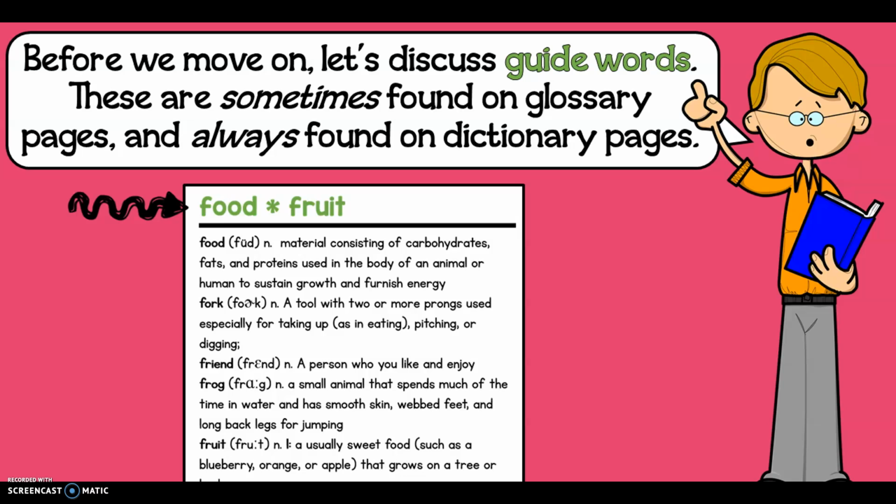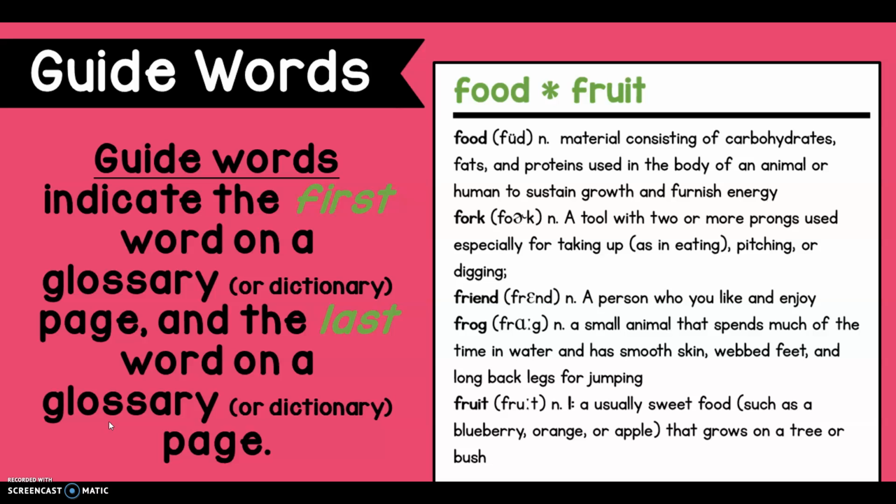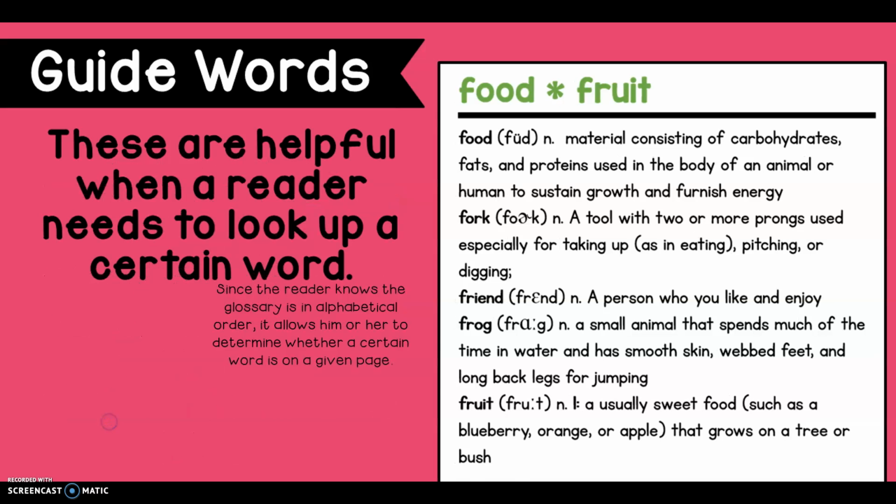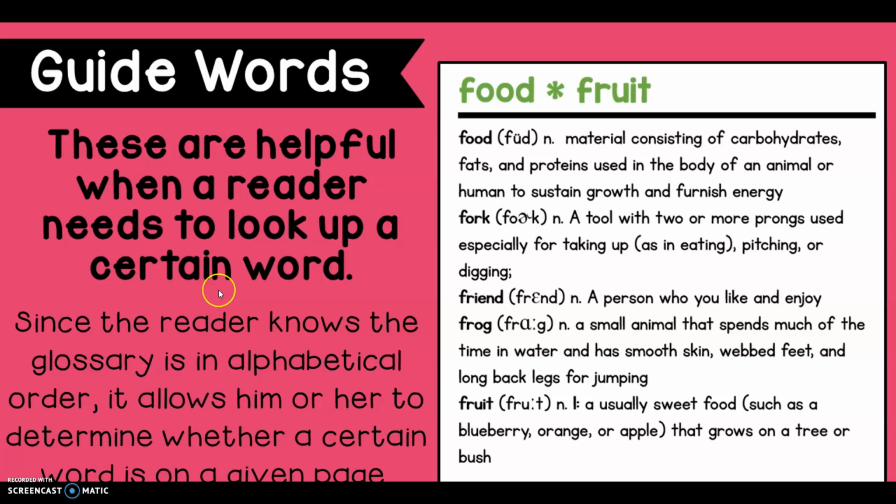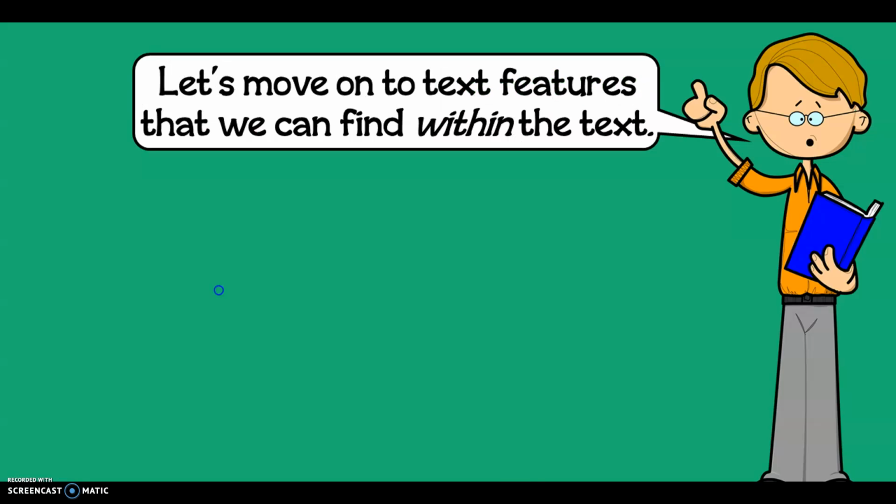Sometimes in a glossary you'll find guide words. You definitely find your guide words in a dictionary, but the guide words are located at the top of the page. They tell you the first term on that page and then the last term on the page. Guide words are useful because they help you as a reader know where to find the definition for a certain word. Since the reader knows the glossary is in alphabetical order, it allows you as a reader to determine whether a certain word is on a given page.